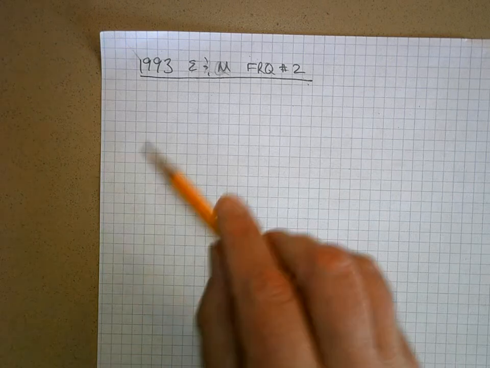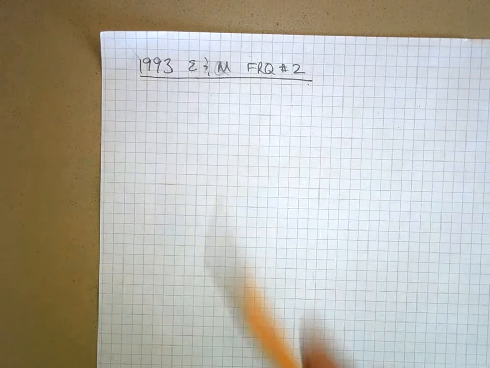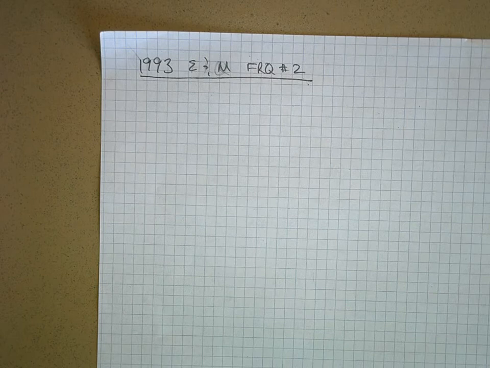Let's work the 1993 E&M FRQ number 2. And if you're going to work on other stuff, that's fine, but you've got to be quiet.